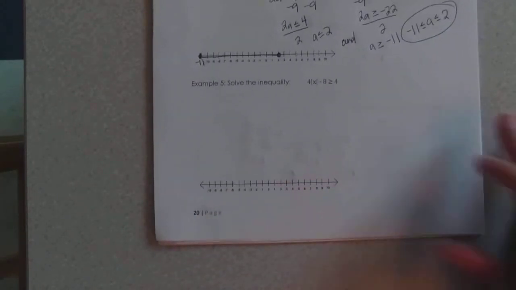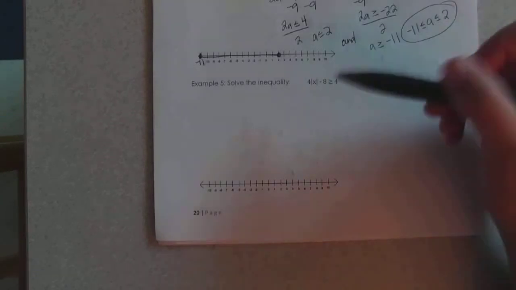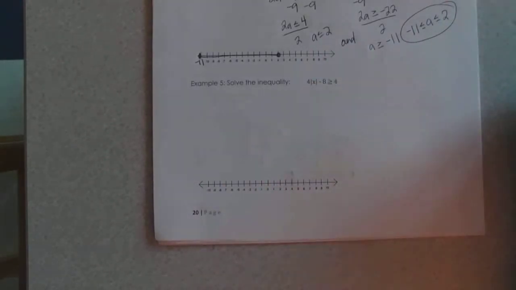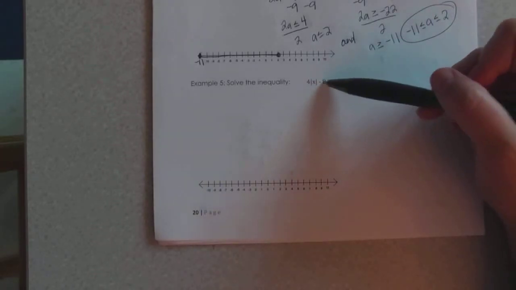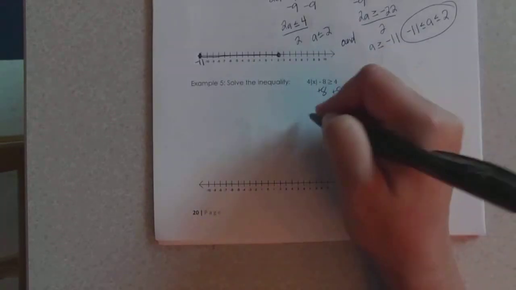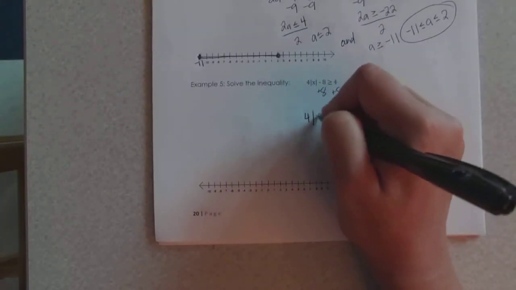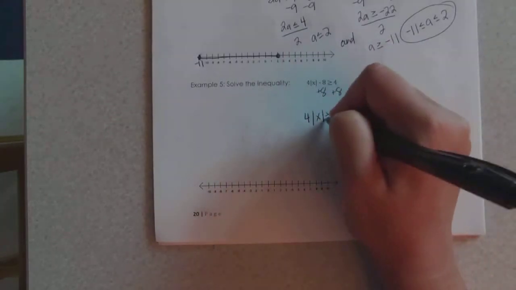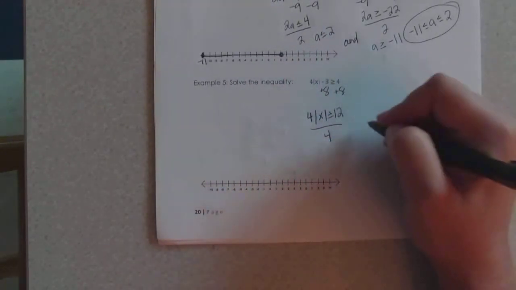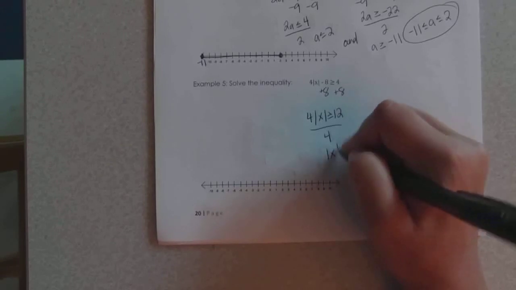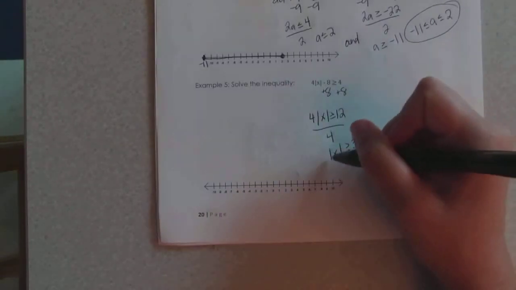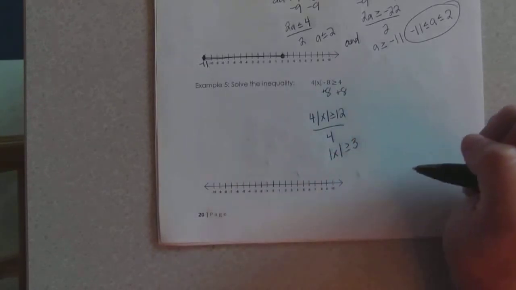Okay, last example here. You can see this one's different from the other two because I have things happening outside of the bars, outside my absolute value bar. So I have to get rid of these numbers first before I can break it up. So I need to start by adding 8 to both sides. So it gives me 4 times the absolute value of x, greater than or equal to 12. Next I have to divide by 4. That leaves me with absolute value of x, greater than or equal to 3.